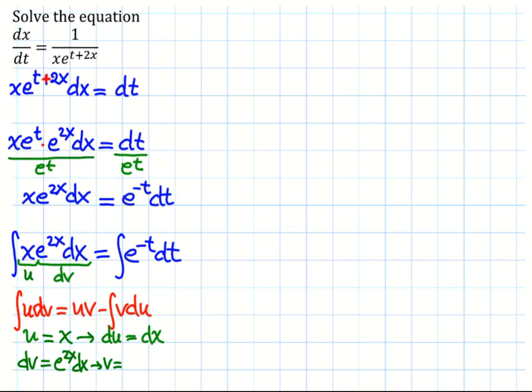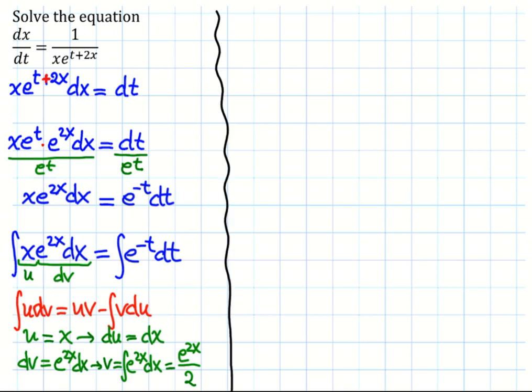To get v, we integrate e to the 2x dx, and that gives us e to the 2x over 2. For this, we don't need a constant c, but that is v, e to the 2x over 2. We will continue on the right side of the board.